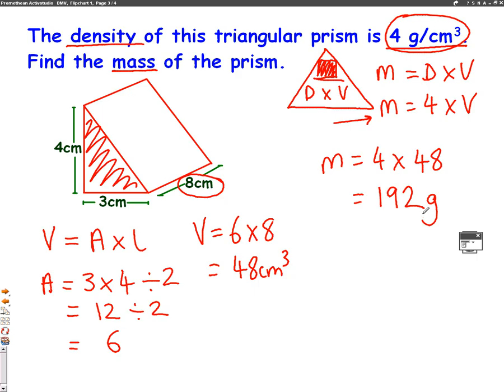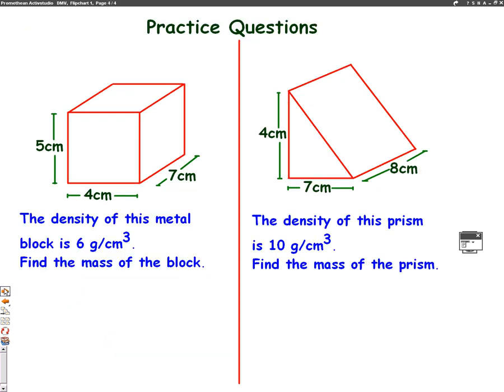So there you go. We've gone through 2 examples of these new style exam questions. Here's a couple for you to practice. Good luck.